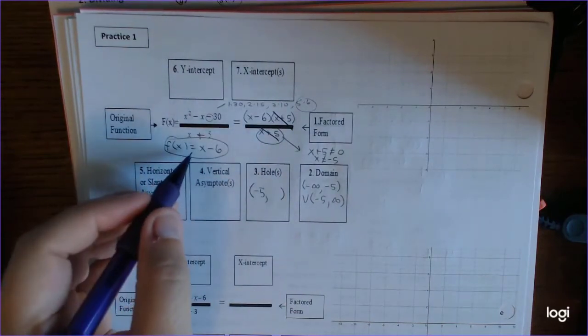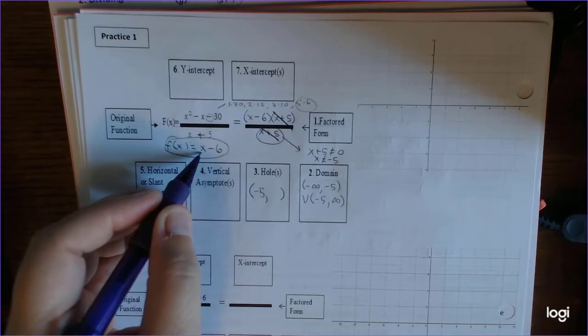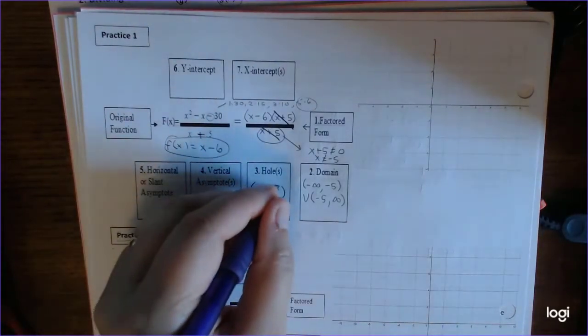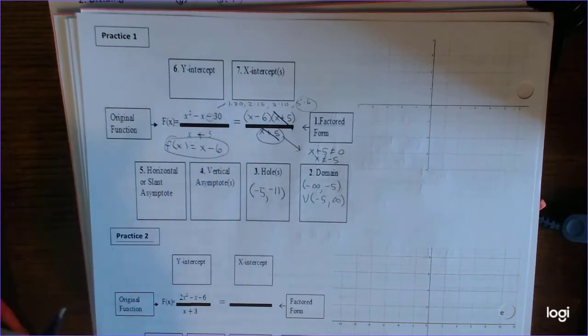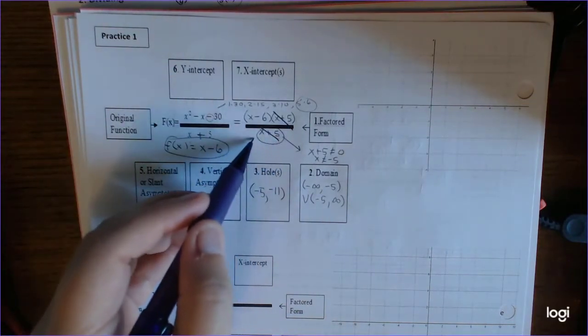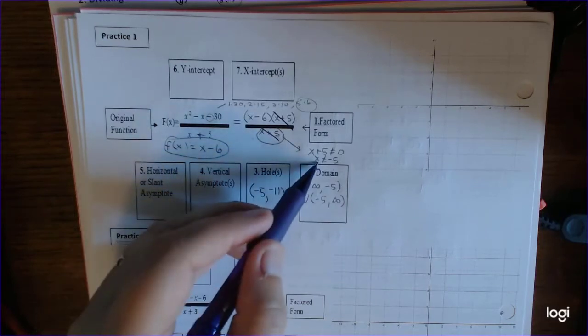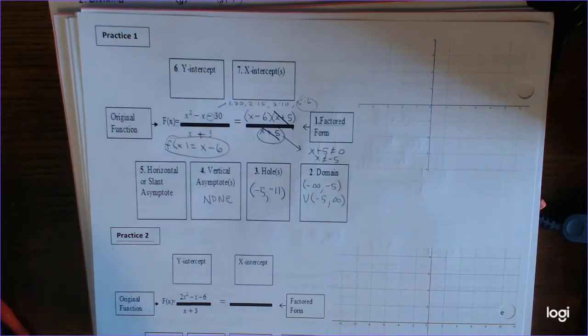This is the equation that you use to get it. If you put negative 5 in for x, the y-coordinate partner is negative 11. So this is the hole for this rational function. And once you cancel these factors, there is nothing left in the denominator. There is only one restriction. So this one doesn't have any vertical asymptote.